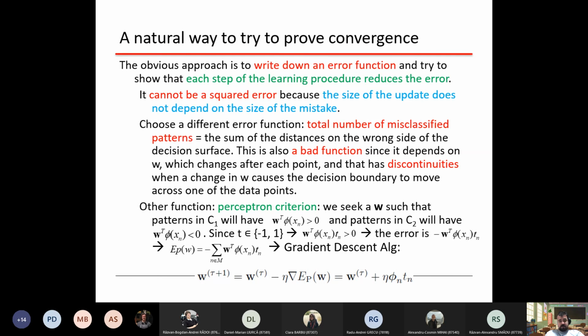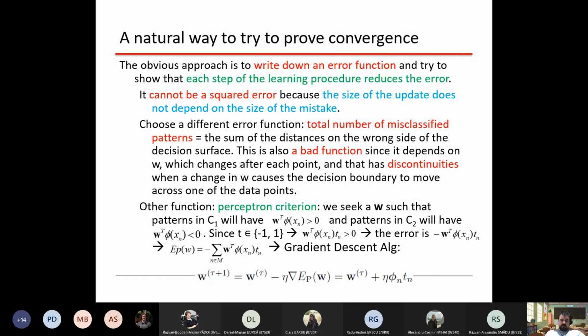So a different error function should be chosen, and one possibility is the total number of misclassified patterns. However, the total number is not a good way of evaluating, because maybe we have huge errors, but they will count as the same number of misclassified patterns, so it's not a good metric.